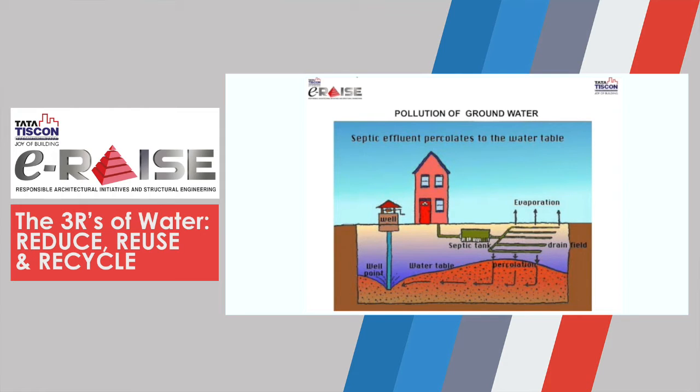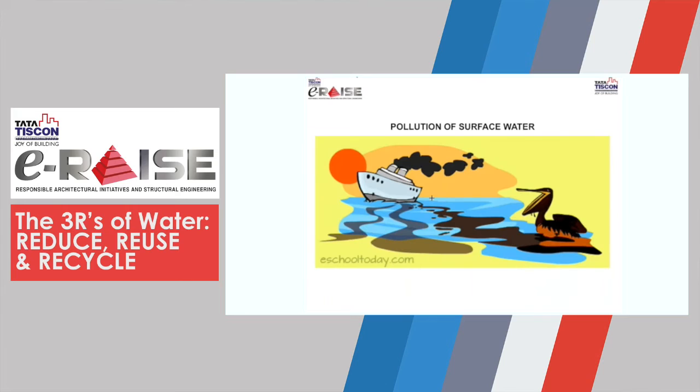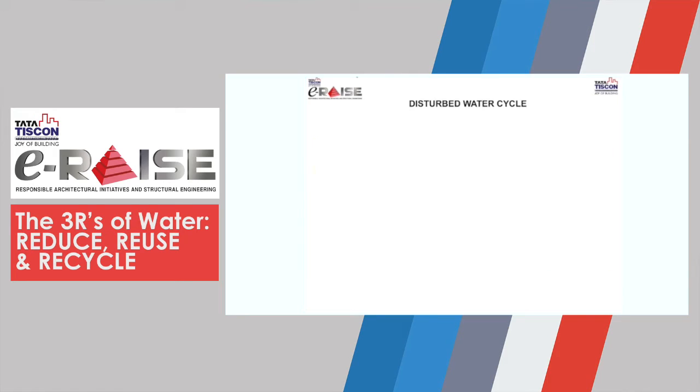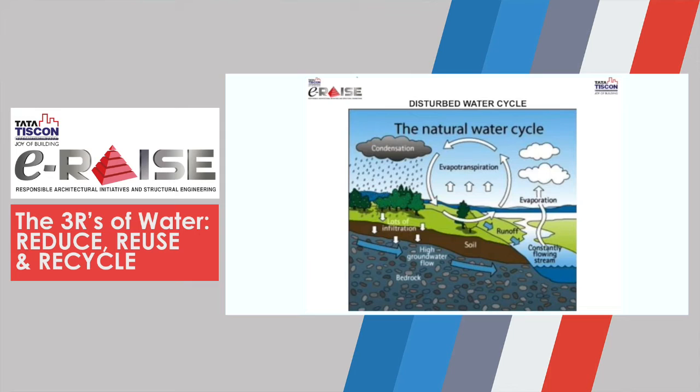That is completely criminal. What about pollution of surface water? Oil spills, discharge of untreated effluents, discharge of chemicals, medical wastes, all of this contributes to the pollution of surface water. Disturbed water cycle. We all have read in school what the water cycle is about. The water cycle is about evaporation, about condensation. Then what happens after condensation is lots and lots of infiltration into the soil.